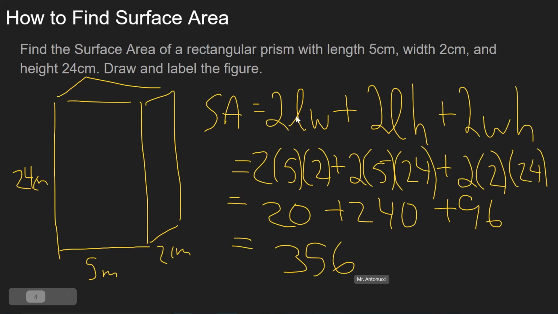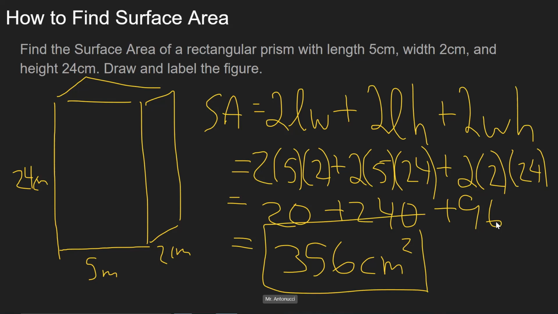For each of these, you're multiplying 2 of the dimensions at a time. So you would have centimeters times centimeters. So you'd have 20 centimeters squared, 240 centimeters squared, 96 centimeters squared. So your units are centimeters squared. And if you think about what you're finding, surface area is the area of the surface that covers whatever the geometric solid is. So it makes sense that the units would be units squared.